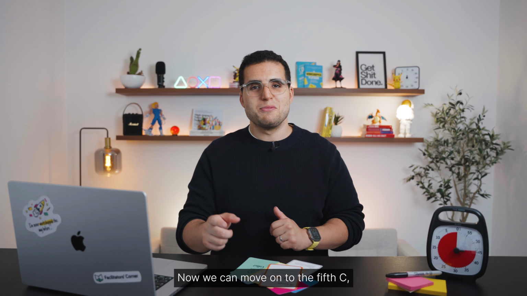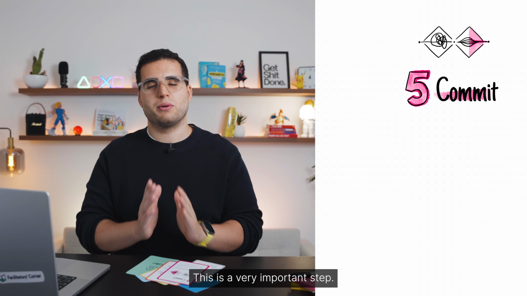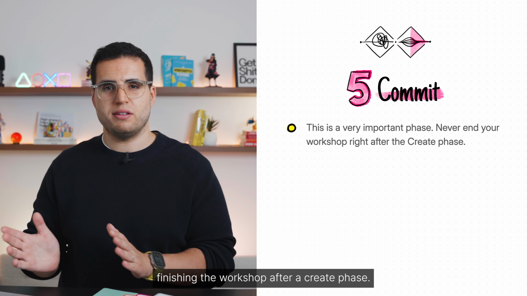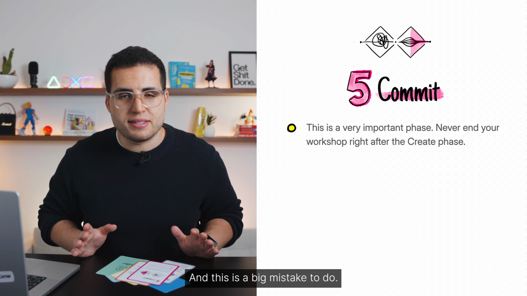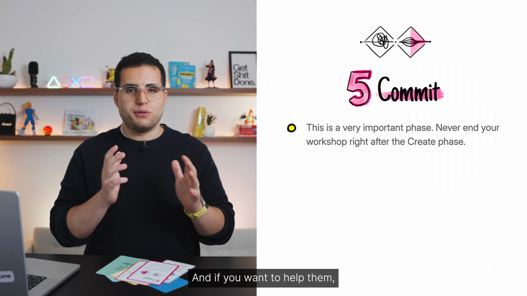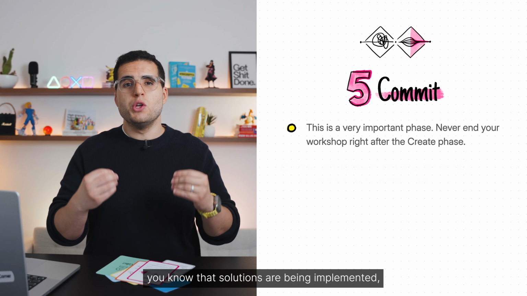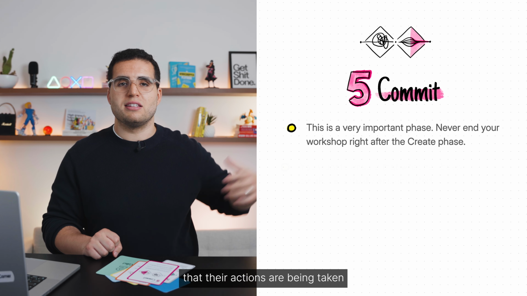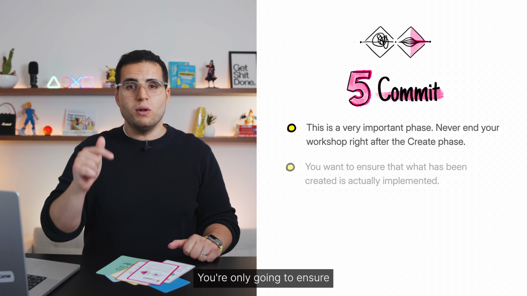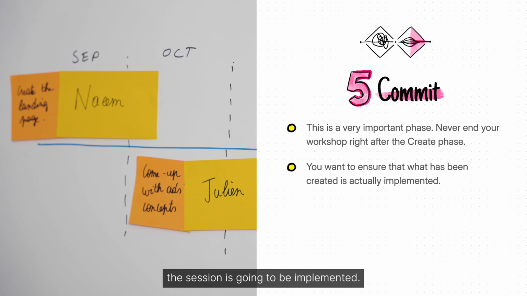All right, now we can move on to the 5th C, which is Commit. This is a very important step. I see a lot of facilitators finishing the workshop after a creative phase, and this is a big mistake. Why? You want to be the facilitator that really helps participants. And if you want to help them, when you leave the room, when the workshop is over, you know that solutions are being implemented, that the actions are being taken. And the step Commit is there for that. You're going to ensure that what has been created in the session is going to be implemented.